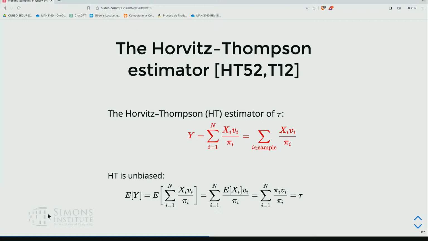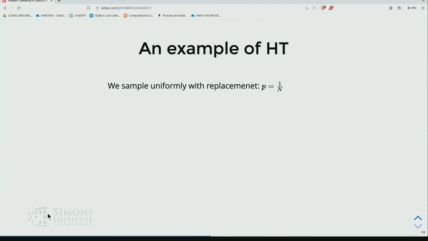You can simplify these things, and you are going to obtain the sum from I equal to 1 to n of this b sub I, this is tau, right? So you get an estimator that is unbiased. It's a very, very simple idea, and it has been widely used. Let me show you just one example.